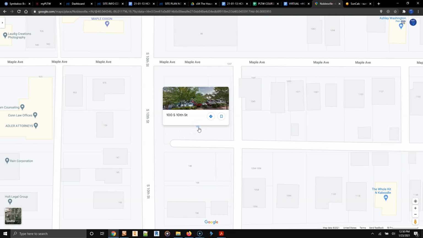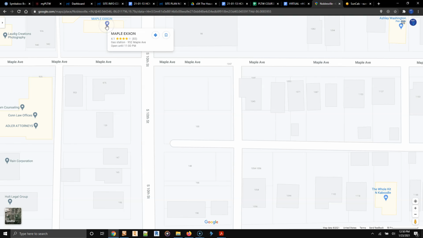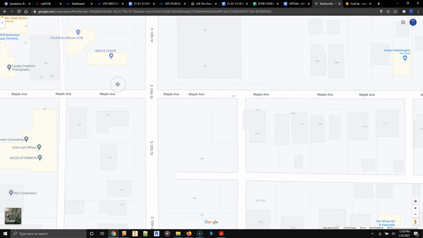Actually, if you just kind of hover over that, if you look there, it's a lovely parking lot. Okay, so we have a parking lot south of us. Across the street on the west side, we have, again, residences here. So you can see there's a home there. There's a home there. And then this would be important to understand. North and west, we have an Exxon gas station.